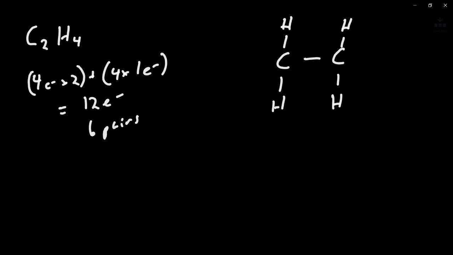If we count now our octet for each of these, 2, 4, 6, 2, 4, 6, and each of the hydrogens are satisfied, of course. Each carbon only has 6 in its octet. Obviously they want 8. So the way that we're going to remedy this is we're going to change this bond in the middle.